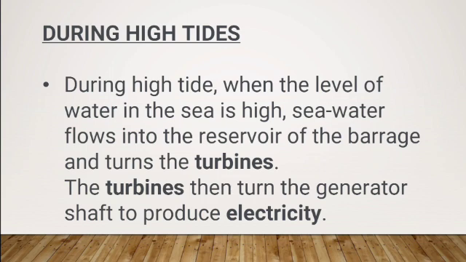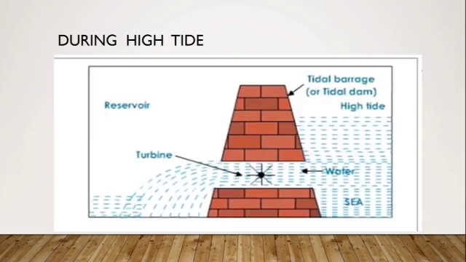During high tide, when the level of water in the sea is high, seawater flows into the reservoir of the barrage and turns the turbine. The turbines then turn the generator shaft to produce electricity. In this layout, we can see that the water level of the sea is higher than the reservoir, so the seawater flows into the reservoir. The flow of water rotates the turbine. Then the turbine rotates the generator and electricity is produced.